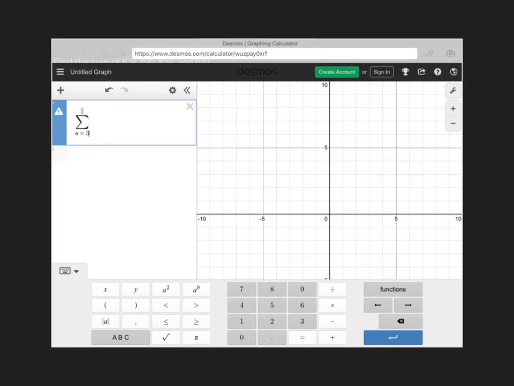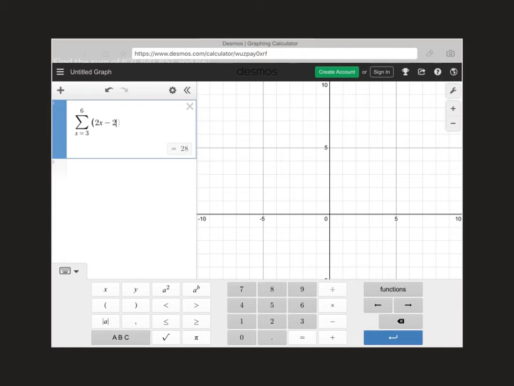So starting with a 3, and then ending with a 6. And you can do a couple different things with this function. You can replace that with an x, which is what I'm going to do here. And then in parentheses, I'm going to put my function here, which was 2x minus 2.